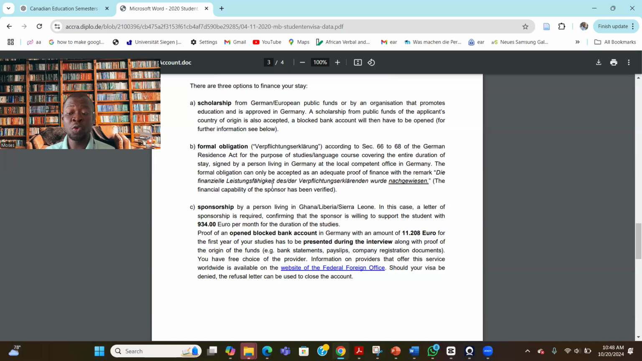So, three ways of getting the visa: a scholarship attached to admission, which is free, and if you have any other scholarship, that's fine. If you have a block account, you can open a block account and provide these details here. That's fine. If you have a formal obligatory letter, that is fine. Now, the formal obligatory letter, people can do it for you at a fee.